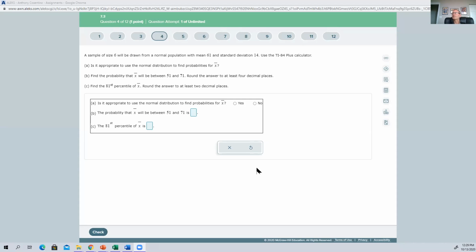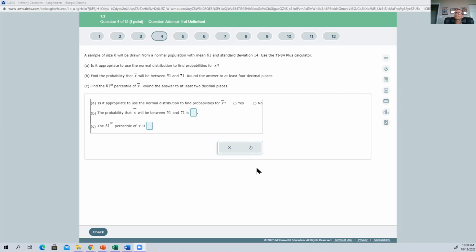And what problem 4 states is that a sample size of 6 is drawn from a normal population. Because it's normal, the number of samples doesn't matter. Any other distribution has to have a sample size greater than 30. When you do this calculation, we have a mean of 61 and a standard deviation of 14. It says use your fancy calculator. You could also use the spreadsheet as well.